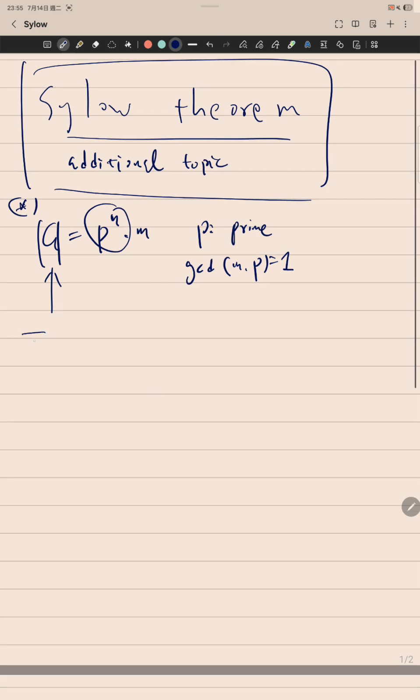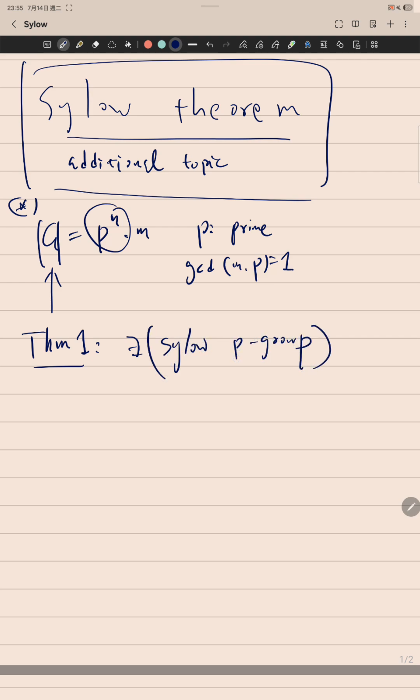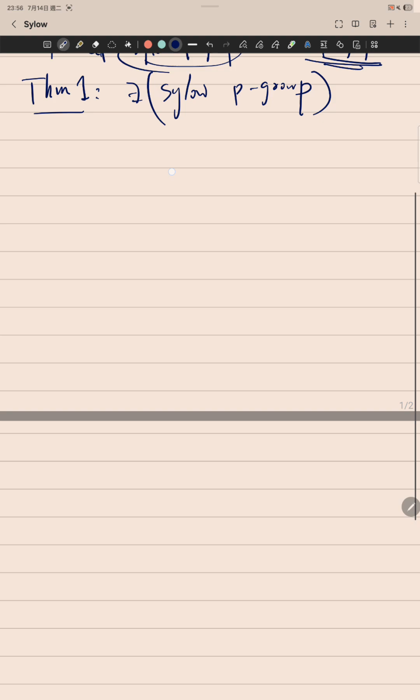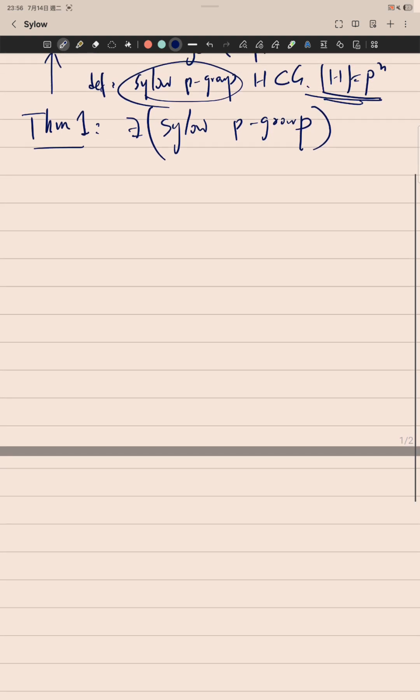So the first theorem. This one is very difficult. This theorem says that there exists a so-called Sylow p-subgroup. Let me first define it. A Sylow p-subgroup is a subgroup H with order p^n. So basically, it is the largest p-subgroup which G can have, because p^n is already the largest by the Lagrange theorem. So the first theorem says that for any p, there exists a Sylow p-subgroup. So Sylow p exists.